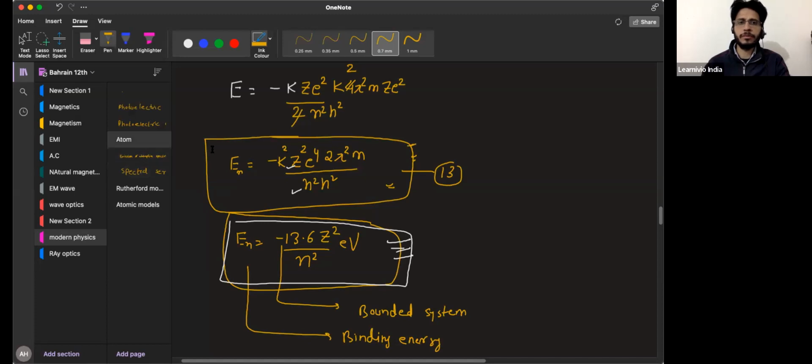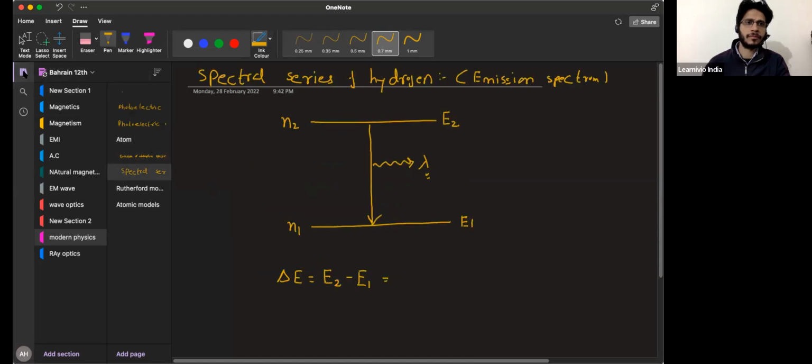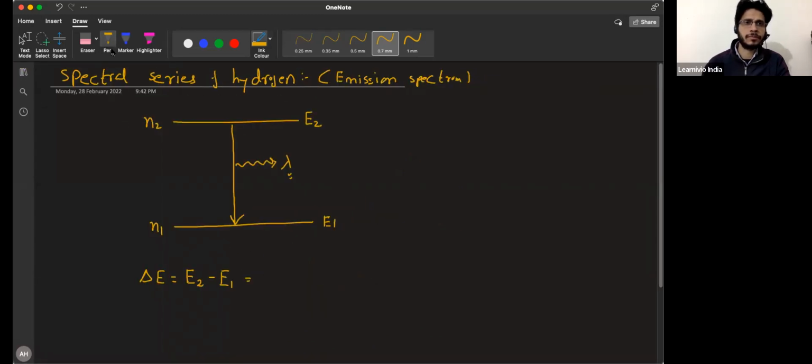So Abdullah, can you just dictate me this expression? This one, this minus k square Z square. Yes. One second, sir. Minus k square Z square e to the power 4, pi square m divided by n square h square. Is there any 2 in the numerator? No, sir, there is no 2. Okay. Yes, sir, there is a 2, I forgot that. There is a 2.